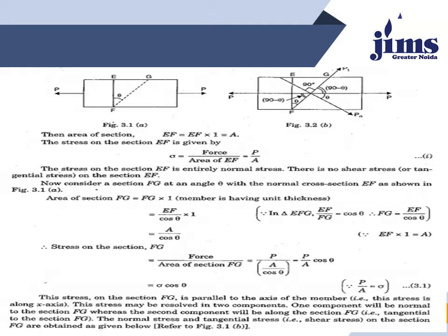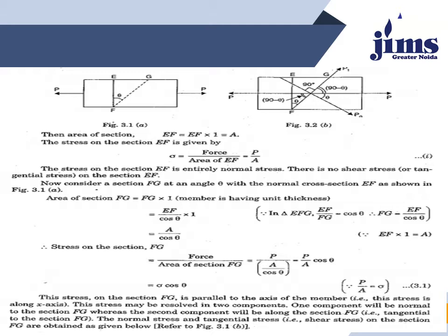Now consider section FG at an angle theta with the normal cross section EF as shown in figure 3.1a. The area of FG is equal to FG multiplied by 1, or EF multiplied by 1 divided by cos theta, or it is equal to A upon cos theta, because A is equal to EF multiplied by 1. So, stress on the section FG is equal to force upon area of section FG, so P upon A upon cos theta, or P upon A cos theta, or sigma cos theta, because P upon A is equal to stress sigma.